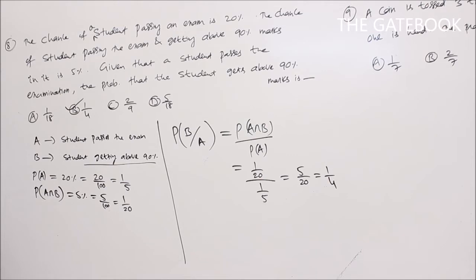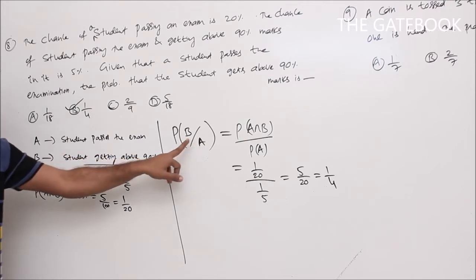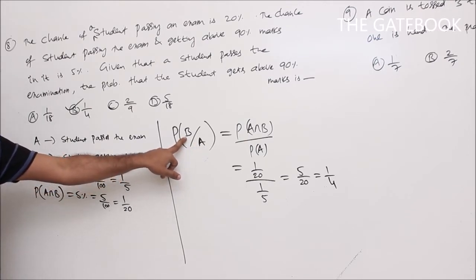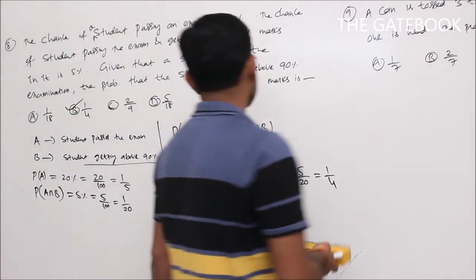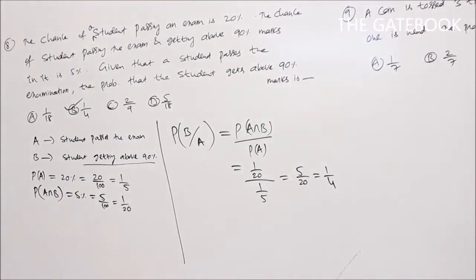So given that the student passes the examination, the probability that the student gets above 90%, passes the examination and gets above 90%, that is the P of B given A. Now see that ninth question.